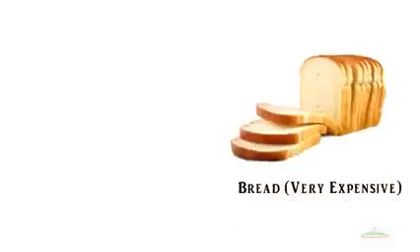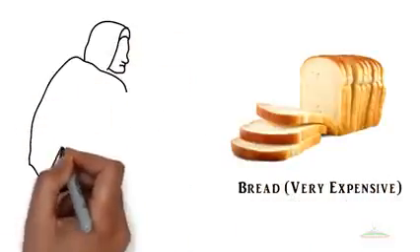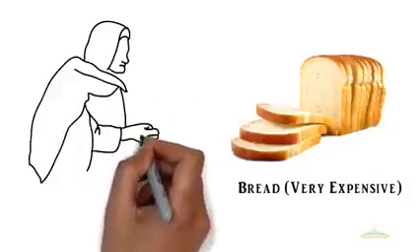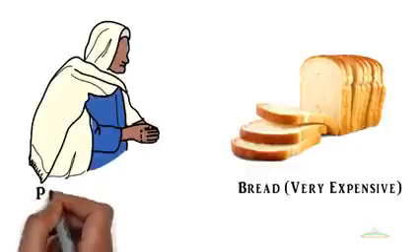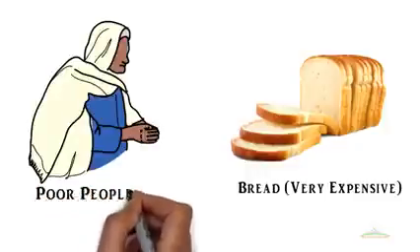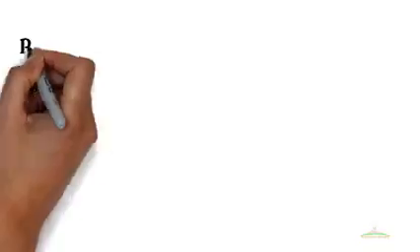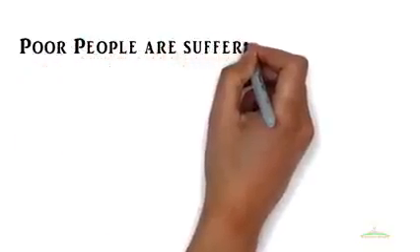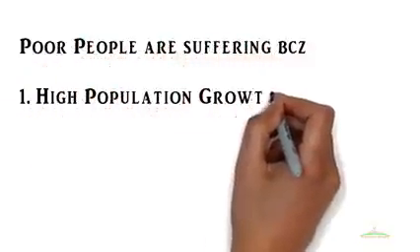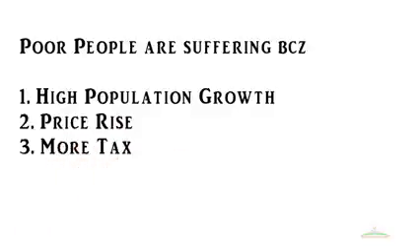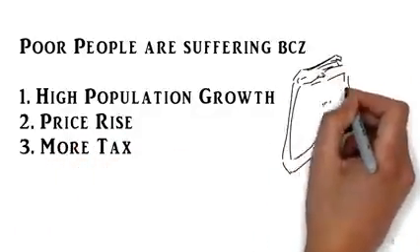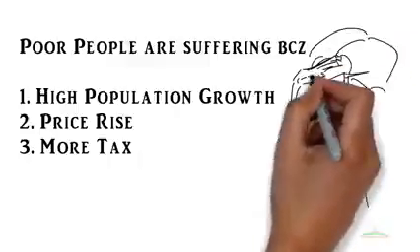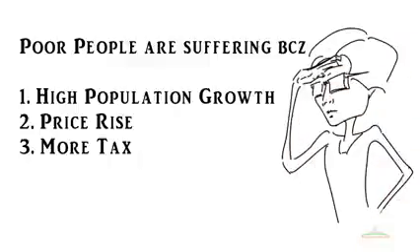Even for basic food like bread, the cost was so high that the common people were not able to bear it. The wages of the people were fixed and did not increase as the prices increased, so people did not have enough money to purchase even basic products like bread. On one side the population is growing, on the second side prices are growing, and on the third side the king is planning to impose more taxes on the people.